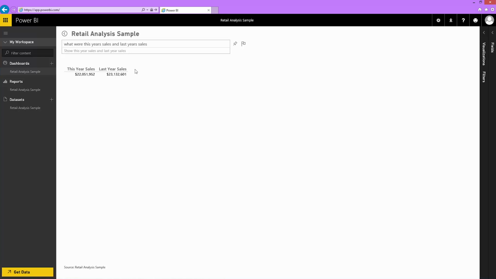Good so far, but I want to see results by month. I keep typing. By month. Q&A fixes my misspellings and presents me with a scatter chart, which isn't what I prefer. So, I keep typing. As a line chart.